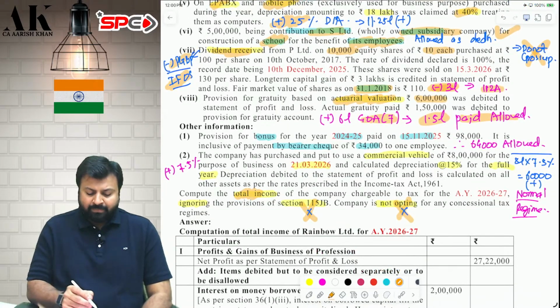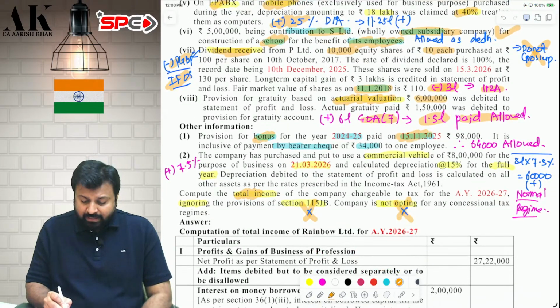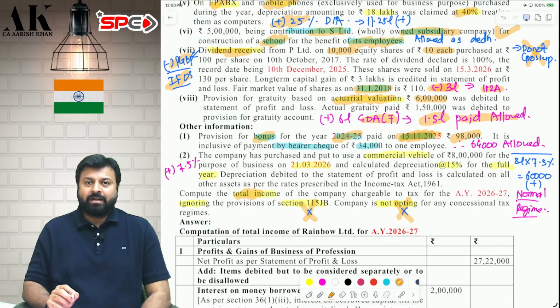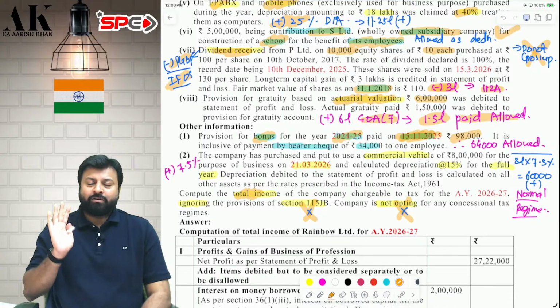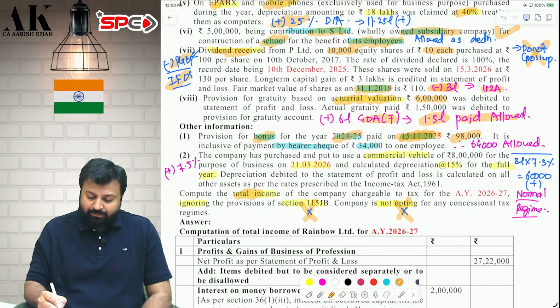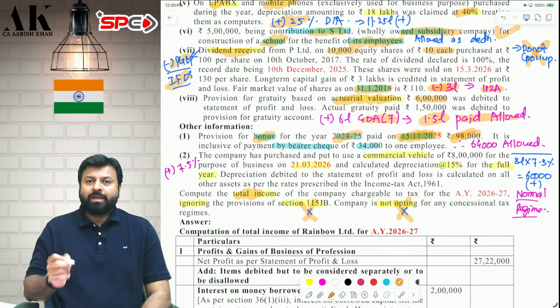Last one or two adjustments. That is bonus of last year, 2024-25, which was paid on 15th of November 2025. So last year's bonus was paid in the current year. Therefore, bonus of last year will be disallowed in the last year because bonus is allowed on payment basis. Now last year it was not paid on time. Therefore, last year this 98,000 would have been disallowed. But in the current year it should be allowed because it is paid.